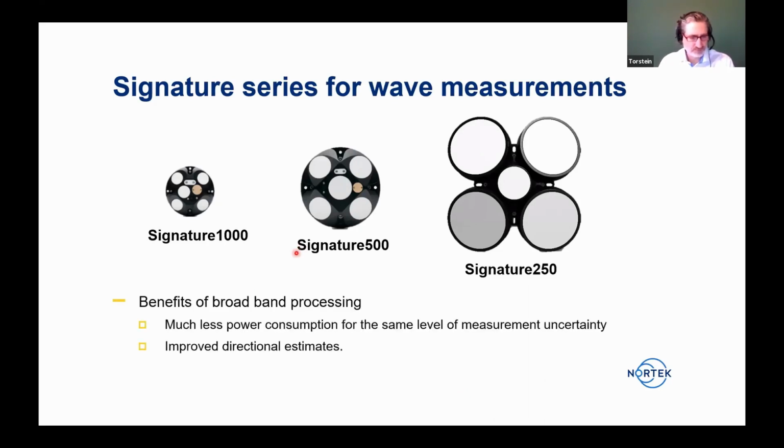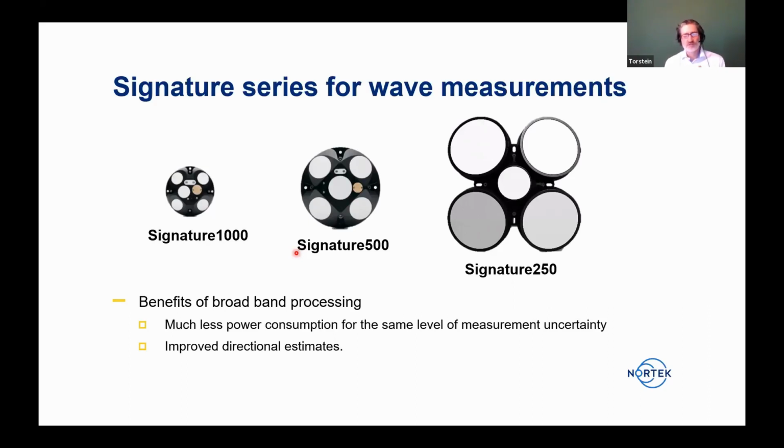So what it really brought to you was broadband processing. Broadband processing really gave you a couple of things. The one was that you could use much less power for the same configuration as an Awak. So for a particular sampling scheme, you could expect to use 80% less power. And it's great because this means that you can leave the instruments out for much longer service intervals.